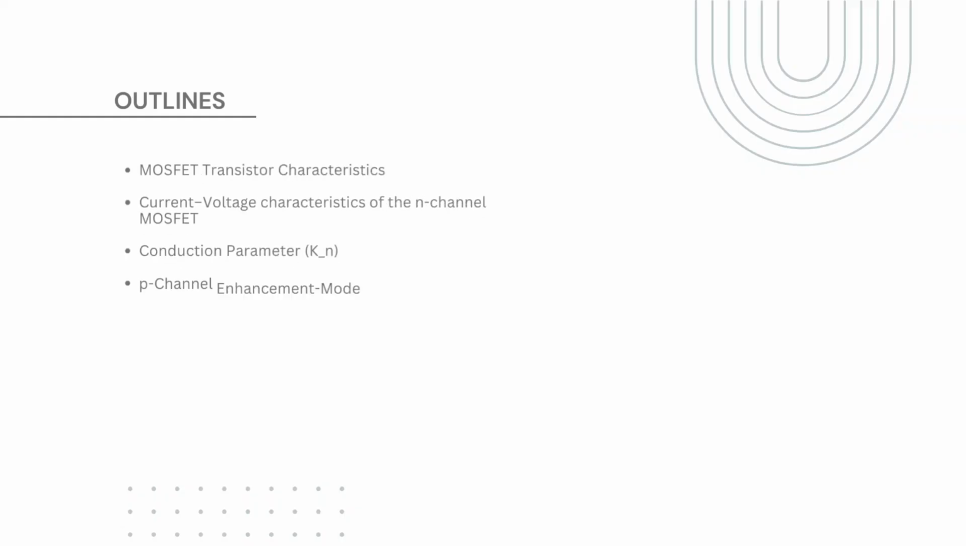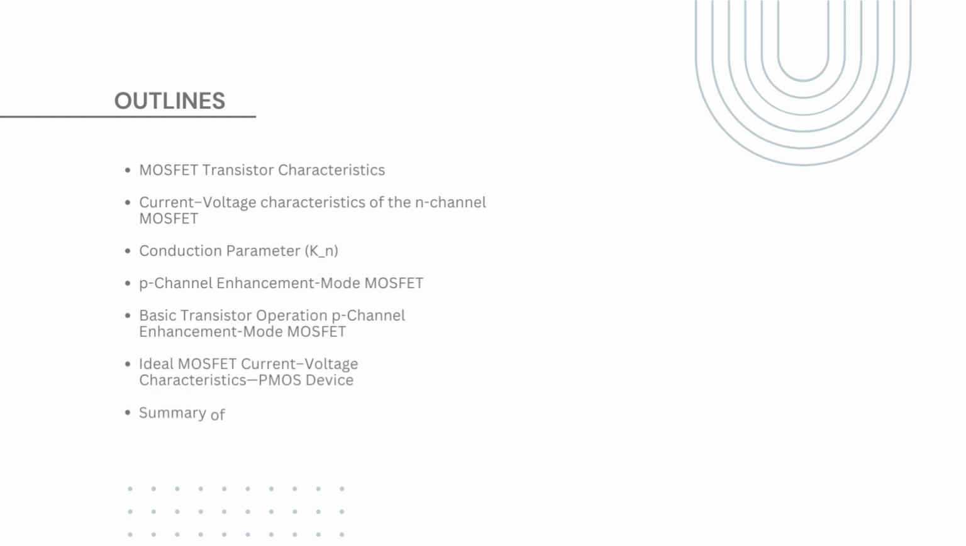So, this is the outline of today's presentation. We are going to discuss the current voltage characteristics of the N-channel MOSFET followed by the conduction parameters. Then we will discuss the P-channel enhancement mode MOSFET and its basic transistor operation. We will discuss the ideal MOSFET current voltage characteristics for a PMOS device, followed by a summary of the current voltage relationship of the MOSFET.